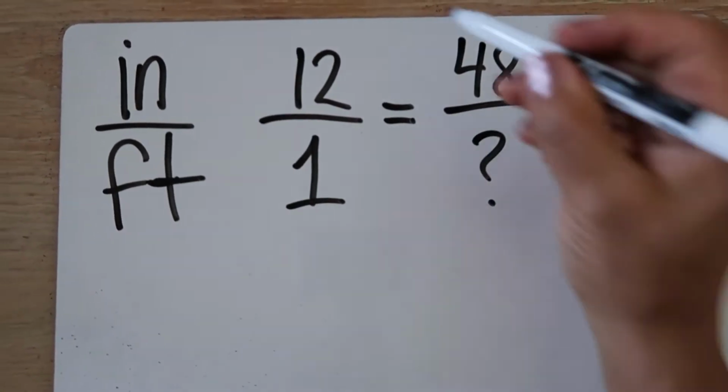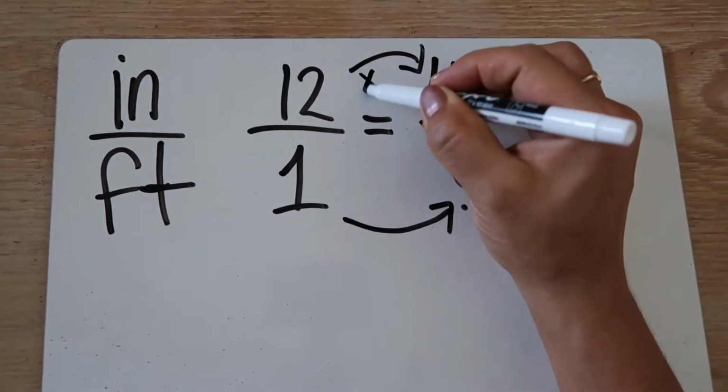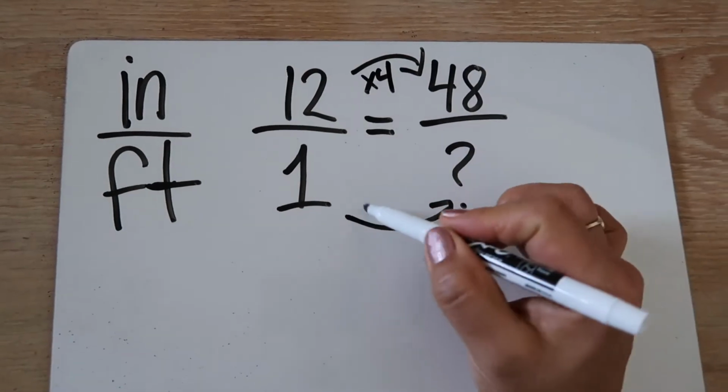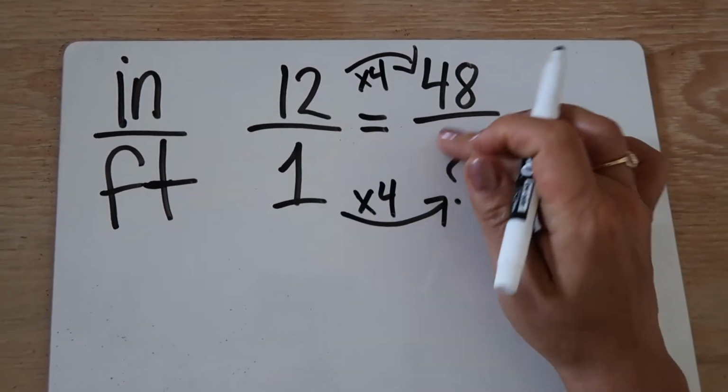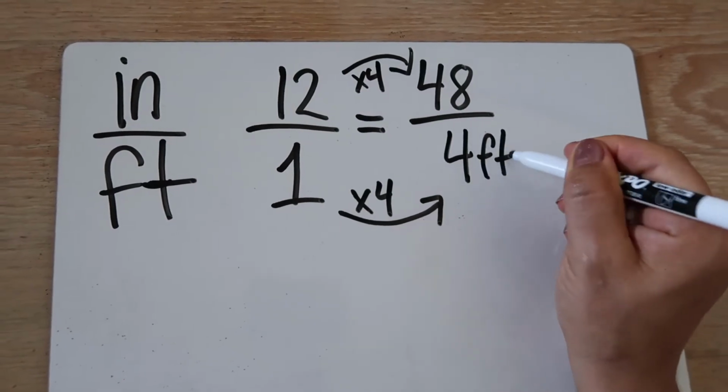Well, how do we go from 12 into 48? What is that factor that we're looking for? Well, it's 4. 12 times 4 is 48, and 1 times 4 is 4. So 4 feet is our final answer.